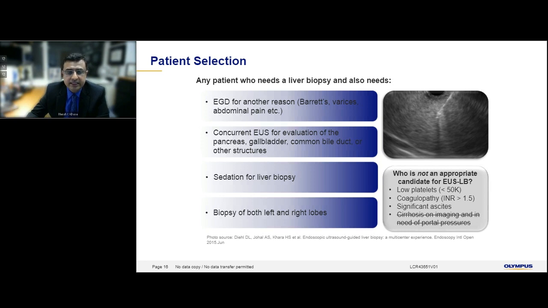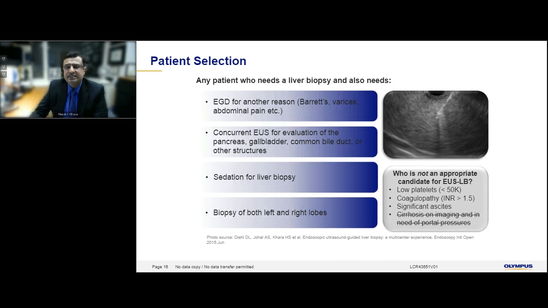So again, who are not candidates? If they have thrombocytopenia, we are going to do this with a 19-gauge FNB needle, so the patients are at higher risk of bleeding. And again, coagulopathy along the same line. So patients with advanced cirrhosis, for example, who have thrombocytopenia and coagulopathy, they still benefit from a transjugular route.